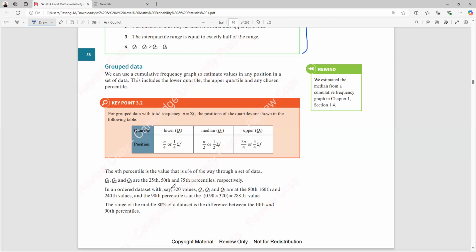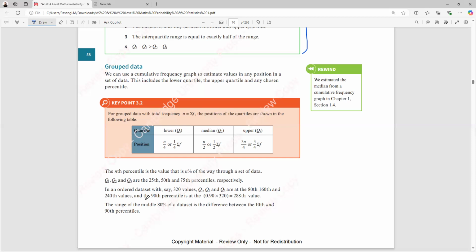So in an ordered data set with say 320 values, we can calculate: the first one is the 80th value, the second one is the 160th value, and the next one would be 3 over 4, so that is the 240th value. That's how it is. Okay.